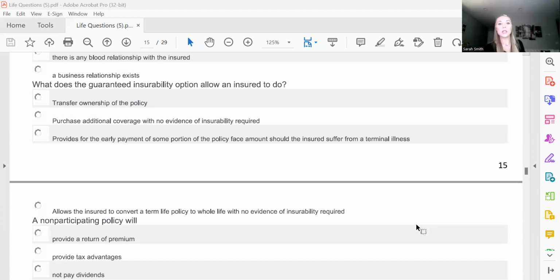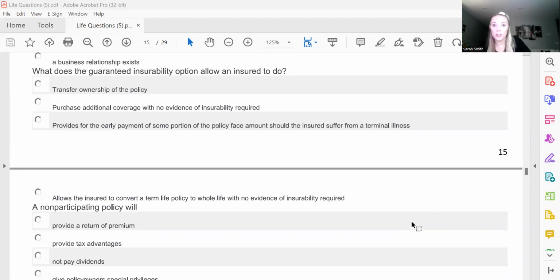What does the guaranteed insurability option allow an insured to do? Guaranteed insurability option. And this is going to be B, purchase additional coverage with no evidence of insurability required. Obviously, if it's a guaranteed insurable option, you don't need to go and prove that you are insurable. Hence, you don't need evidence of insurability. Don't need to go through medical underwriting or anything like that again.